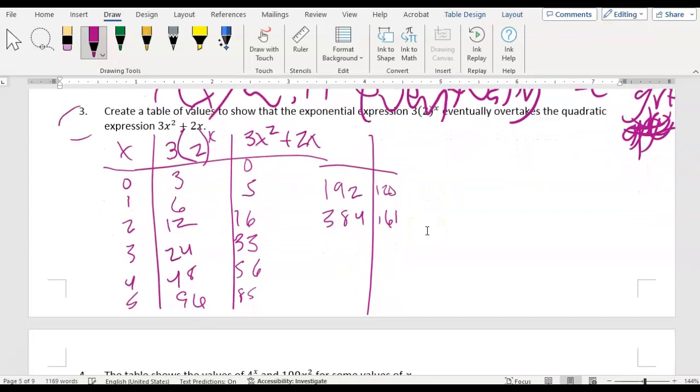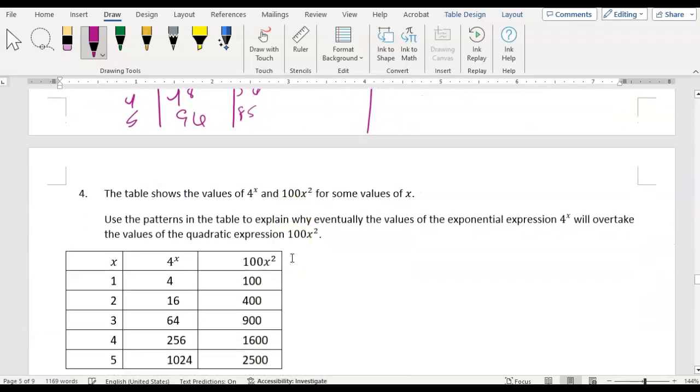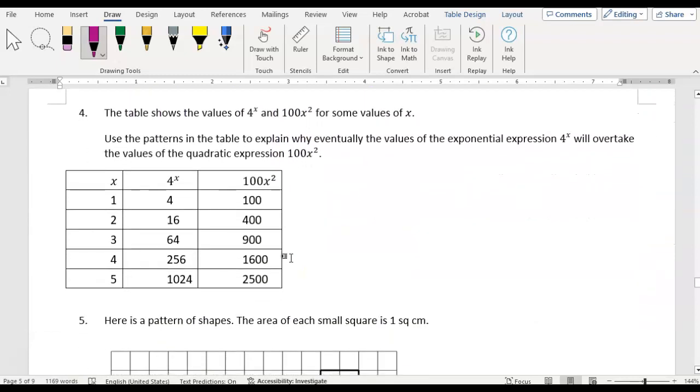So all you need to do for number 3 is complete this table. Number 4, the table shows the values of 4 to the power of x and 100 times x squared for some values of x. Use the patterns in the table to explain why eventually the values of the exponential expression 4 to the power of x will overtake the values of the quadratic expression 100 times x squared.